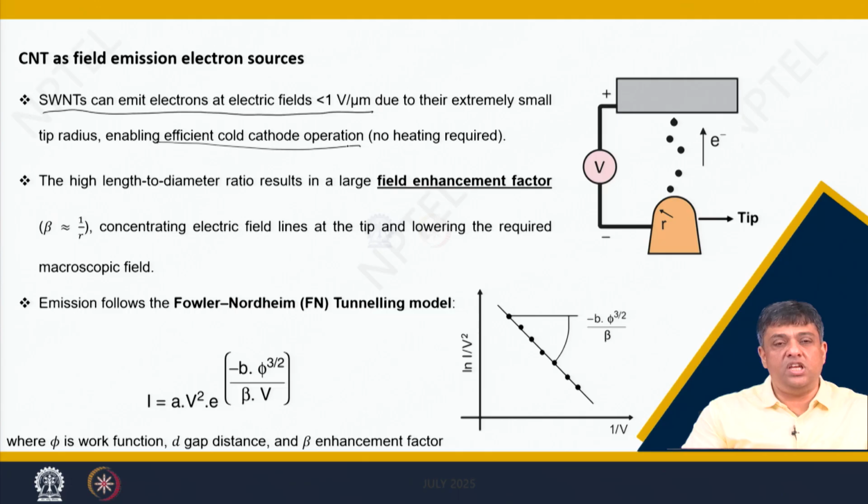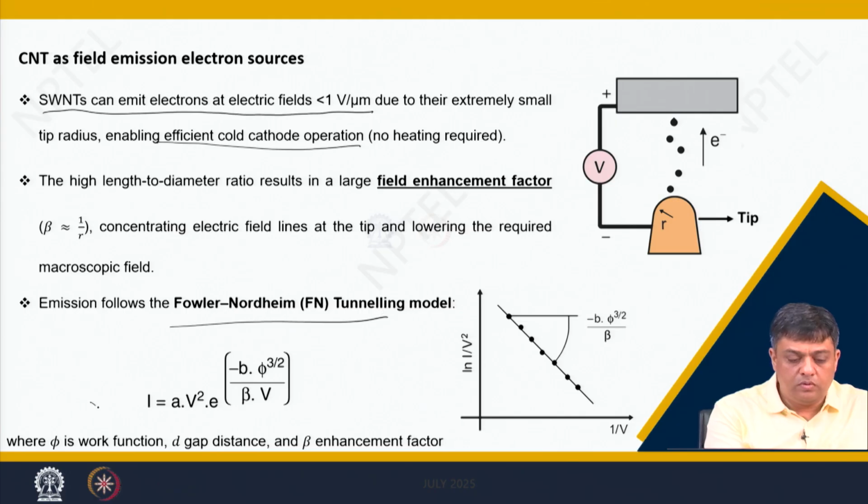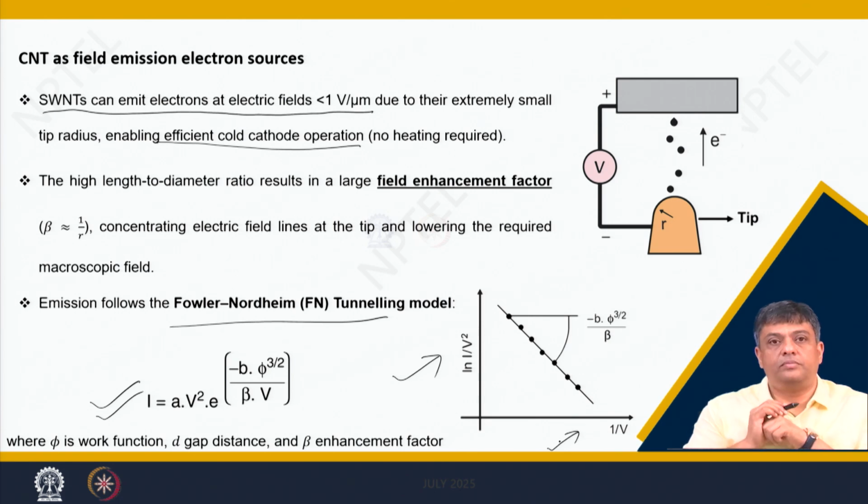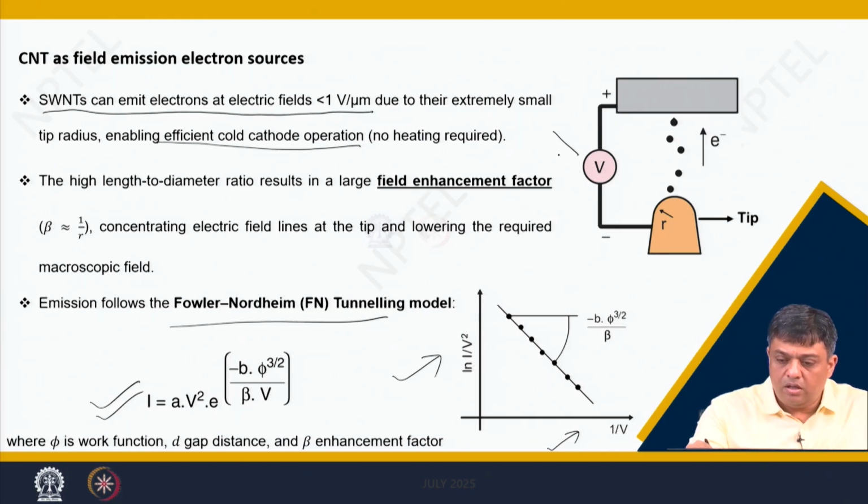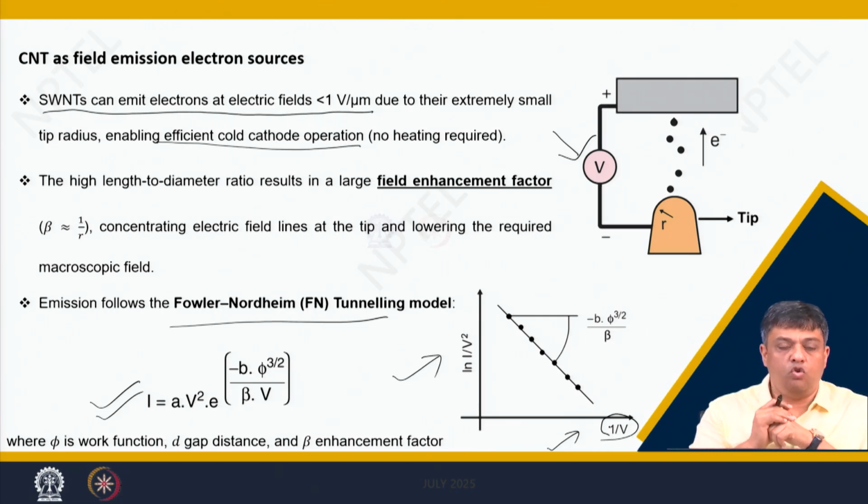And the emission follows the Fowler-Nordheim tunneling model, which is plotted here. So, you can see that by changing the value of V, you can get change in the voltage. So, you can clearly see that by just changing the values, you can get different currents which are there.